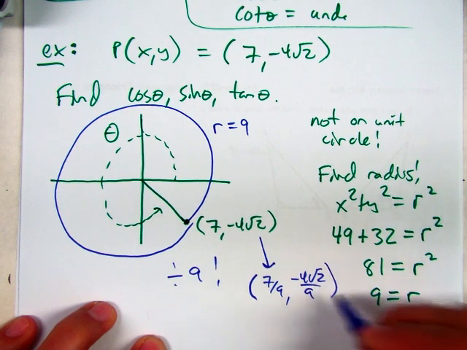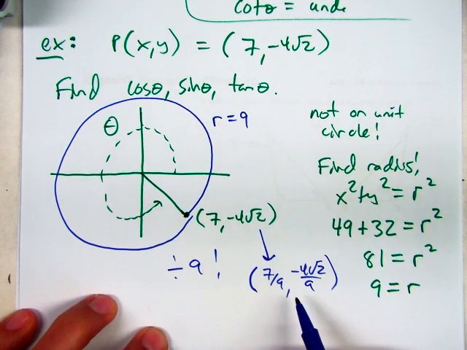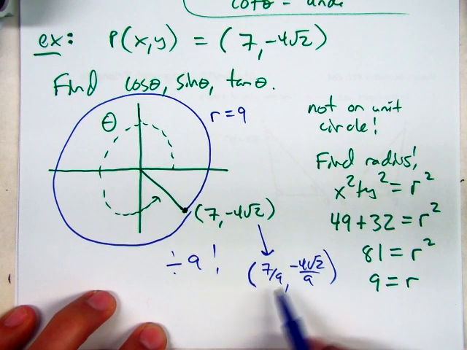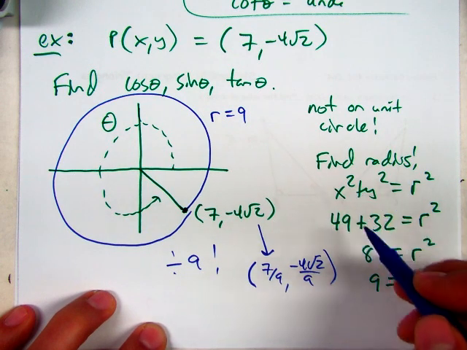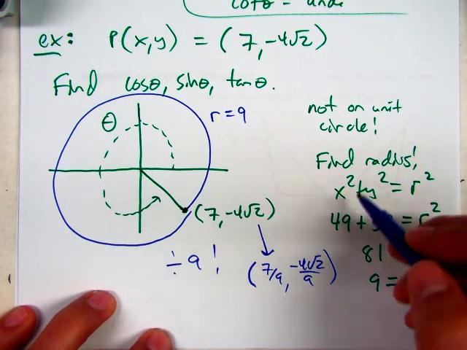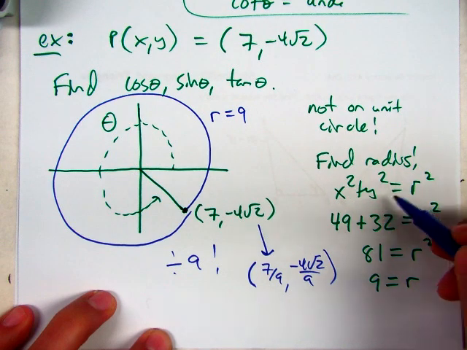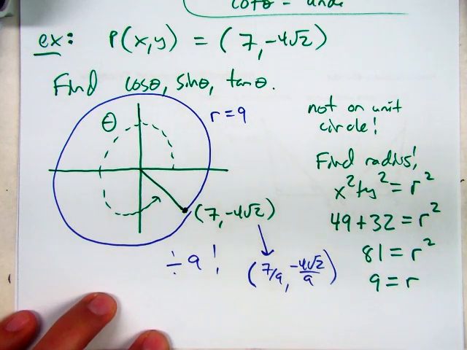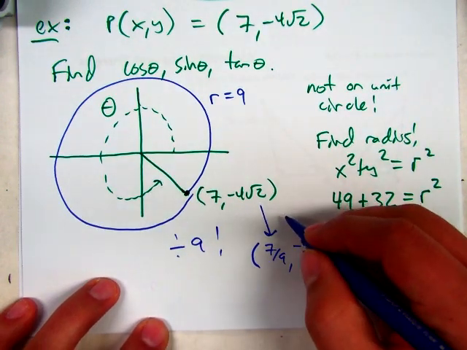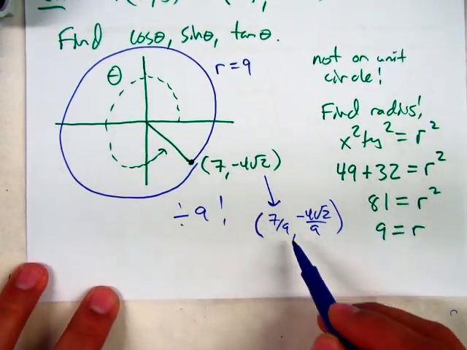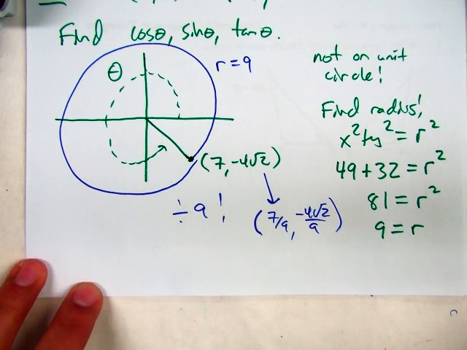And if you don't believe me that this is going to have a radius of 1 now, you can plug it back in and say, well, we're going to get 49 over 81 plus 32 over 81. 81 over 81 is 1. Everything works out great now. Okay? Do you guys see how we're getting this point?